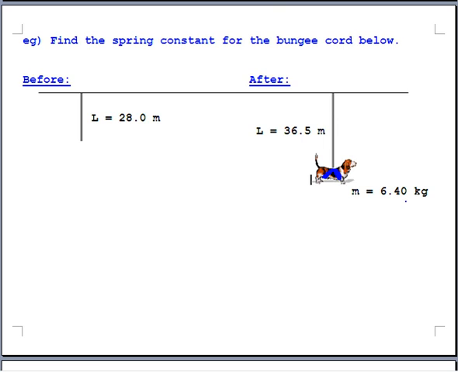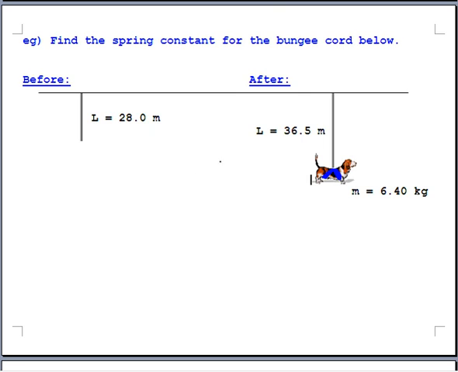So this dog of mass 6.4 kilograms is now just dangling on the end of the bungee cord. And the bungee cord is extended a little bit. It's now 36.5 meters. I want you to think about what's going on here. We're trying to find the spring constant.